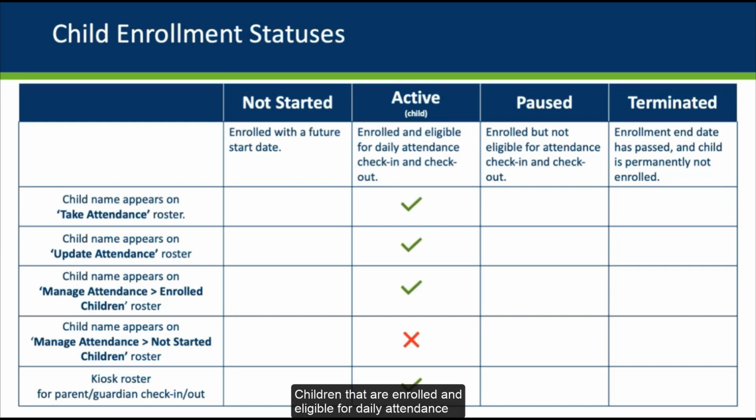Children that are enrolled and eligible for daily attendance are considered in an active status and will appear on the following tabs: Take Attendance, Update Attendance, Manage Attendance, Enrolled Children, and within the kiosk experience.